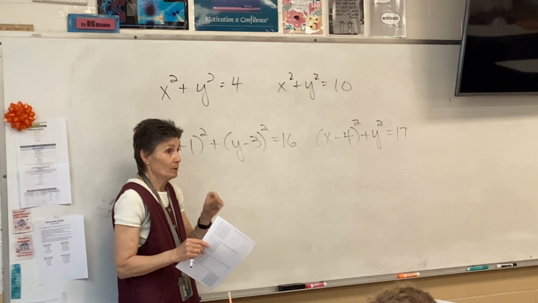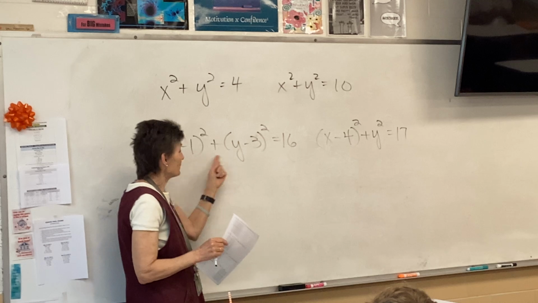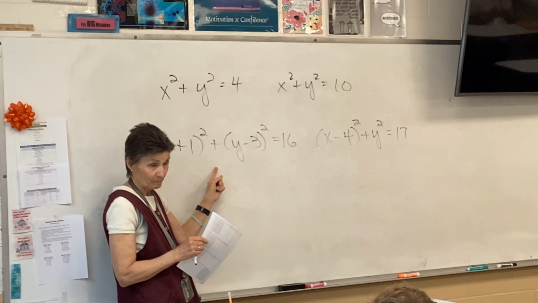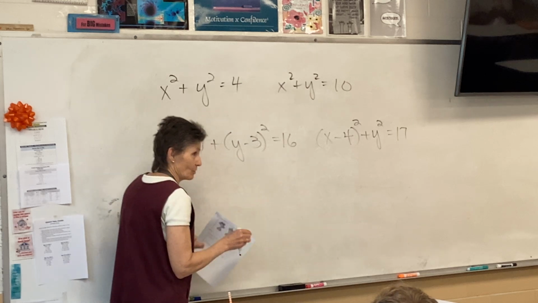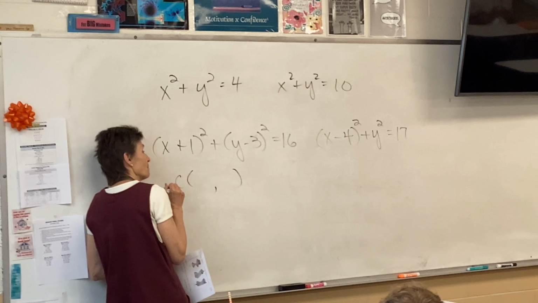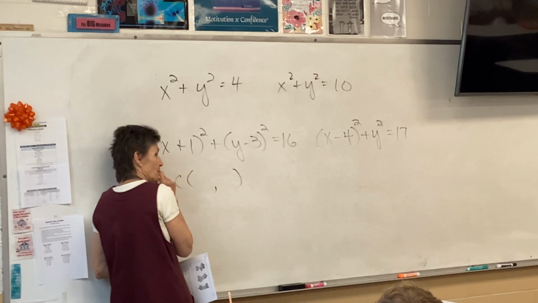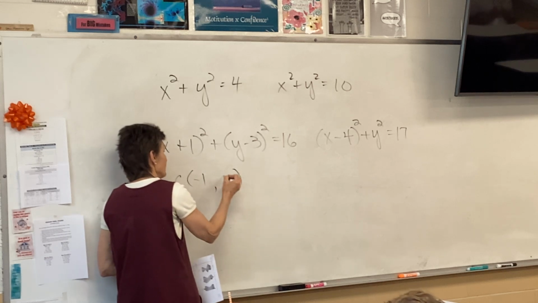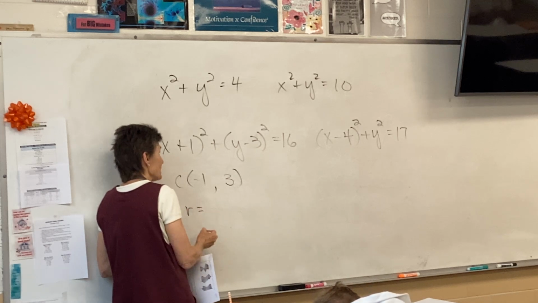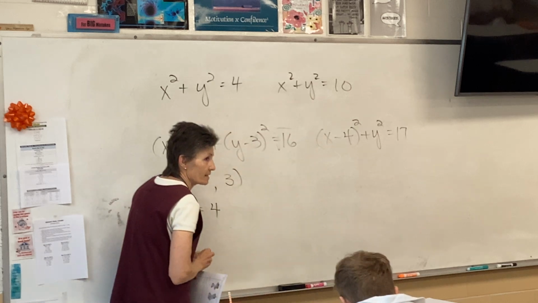X squared plus y squared is a circle. If I FOILed this out, do you see that I would have an x squared plus a y squared? Okay, so all these are circles. The center of this circle, anybody want to take a wild guess? We talked about this earlier in the year, back in August. They remember? -1, 3. That's my center. And my radius is 4, the square root of 16.